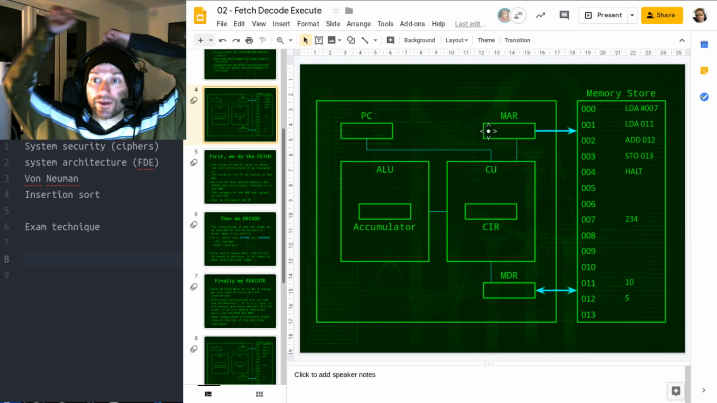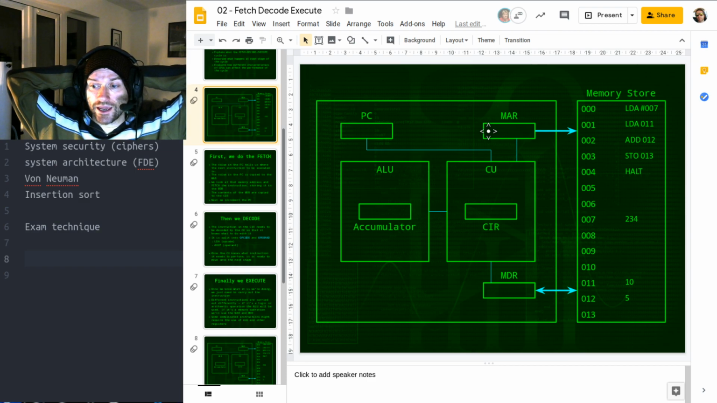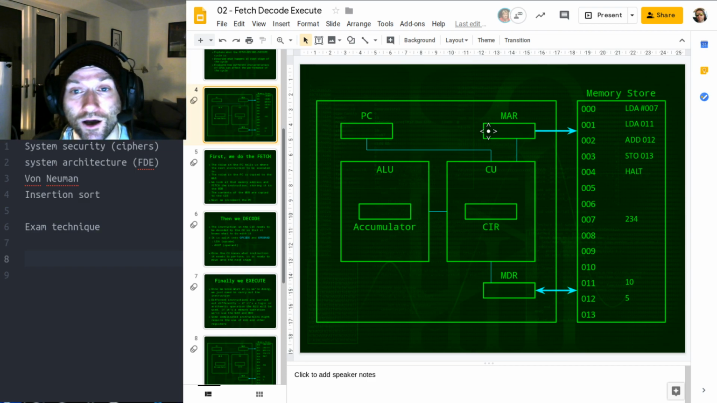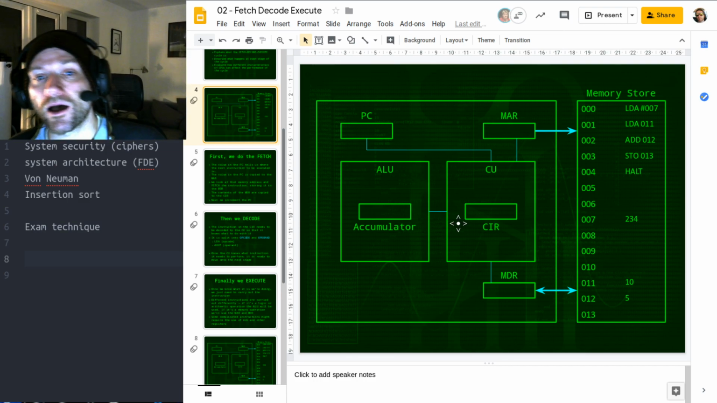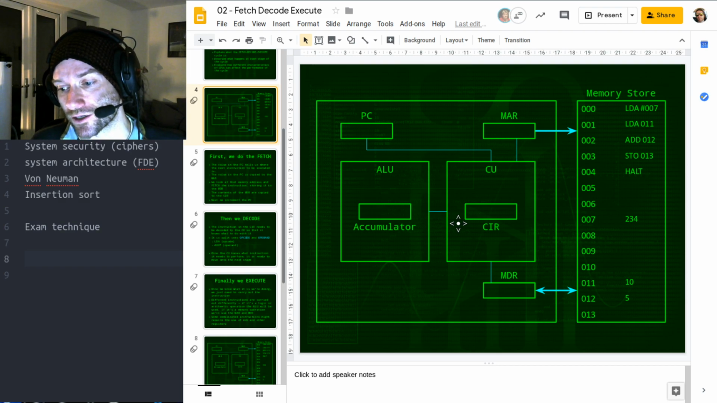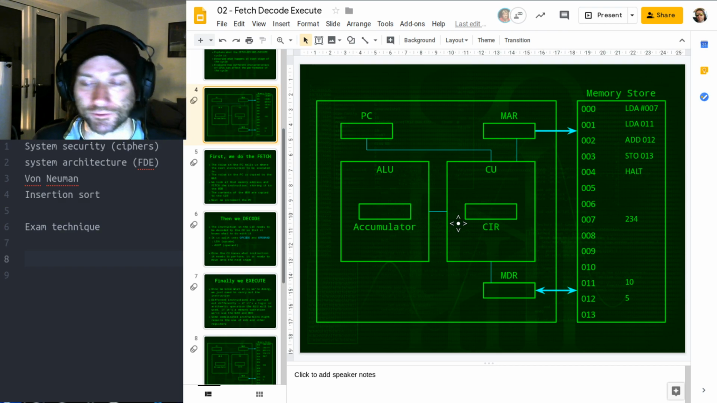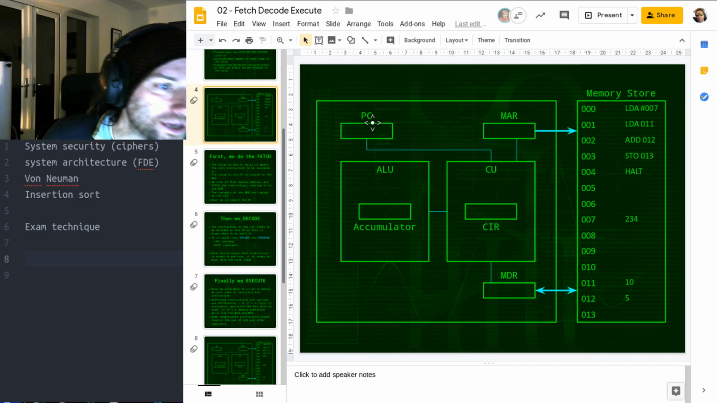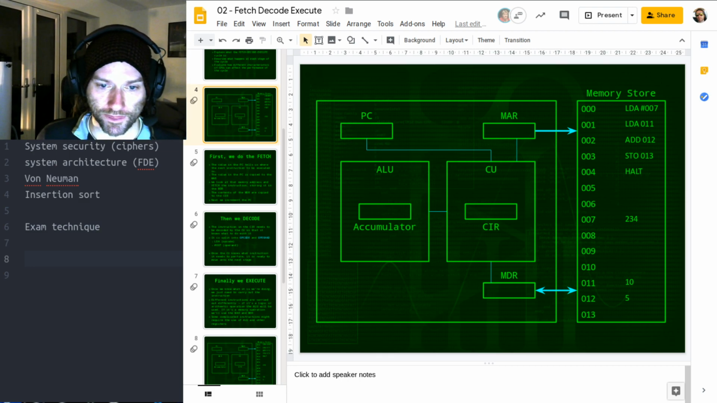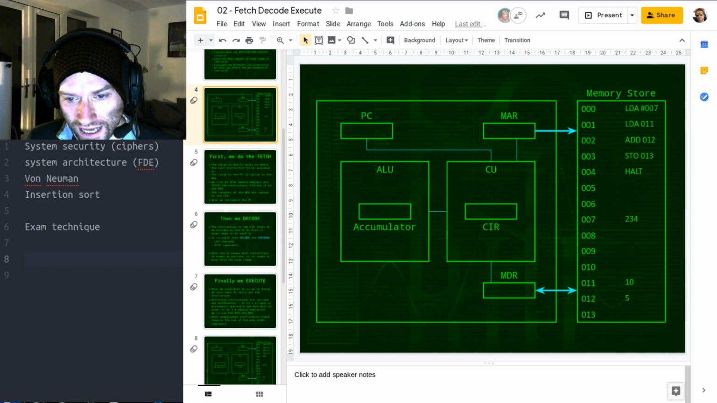Right, here's my amazing little model of what the von Neumann architecture kind of looks like. But remember, this is an abstraction. This is not what it actually looks like. But it does include all of the registers that you need to be aware of. Okay, so we've got the PC. What does PC stand for? Program counter is correct. We've got MAR. What does MAR stand for?